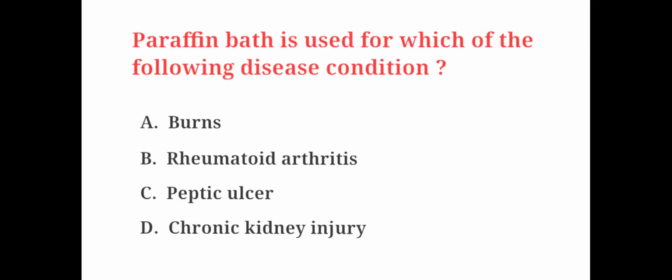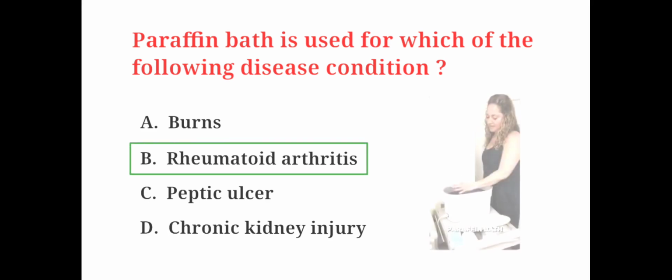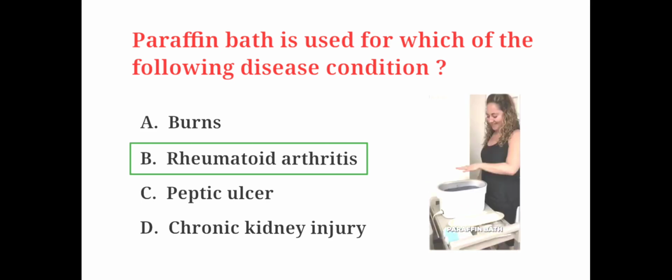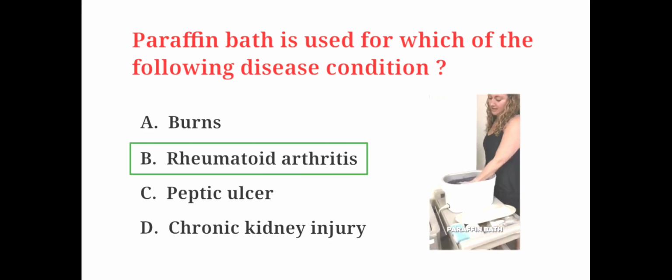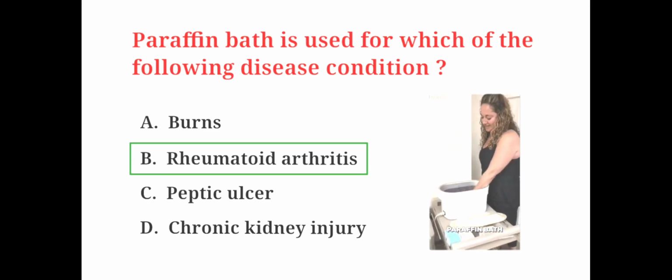Paraffin bath is used for which of the following disease conditions? A. Burns. B. Rheumatoid arthritis. C. Peptic ulcer. D. Chronic kidney injury. And the correct answer is B. Rheumatoid arthritis. A paraffin wax bath involves completely covering the hands or feet with molten paraffin wax. The warm melted wax helps relax muscles, reduce joint stiffness, and ease pain.